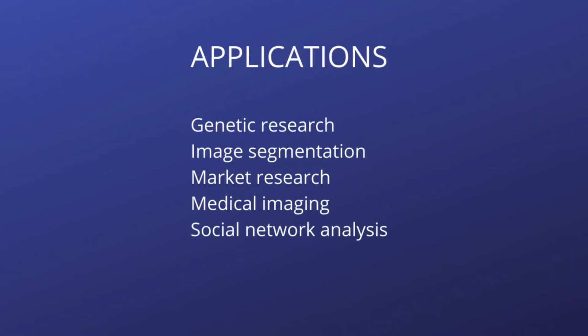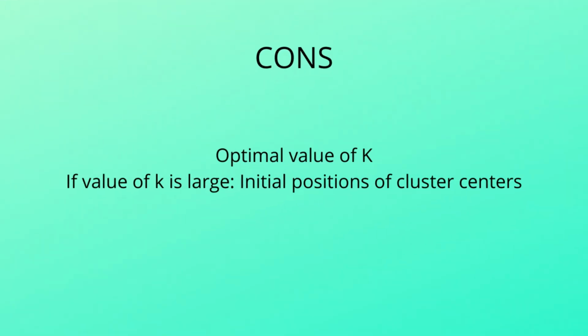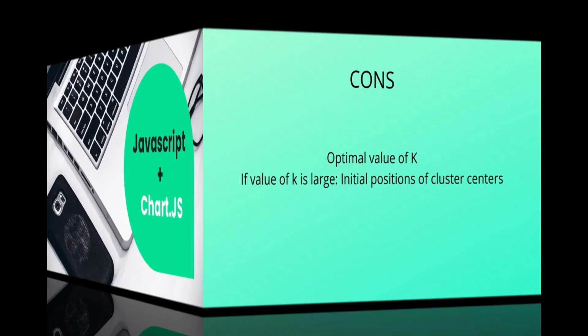There are various applications of this algorithm in the fields of genetic research, image segmentation, market research, medical imaging and social network analysis. There are some cons of this algorithm as well. Finding the optimal value of k is difficult. As the value of k increases, you need advanced versions of this algorithm to pick better values of the initial positions of cluster centers rather than assigning random values.